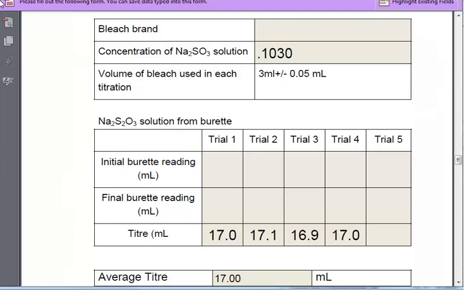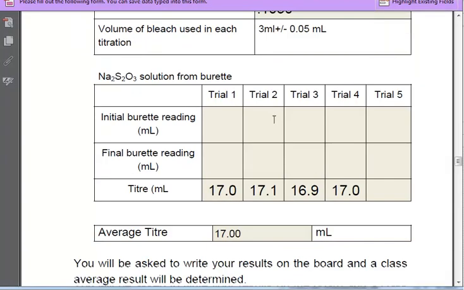So let's suppose out of our thiosulfate solution, 1.1030 molar, the average amount we had to add to clear the solution was 17 mils.